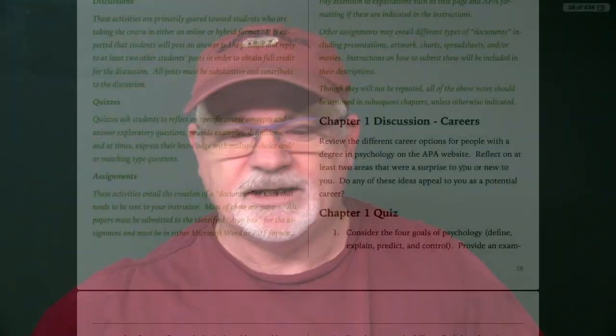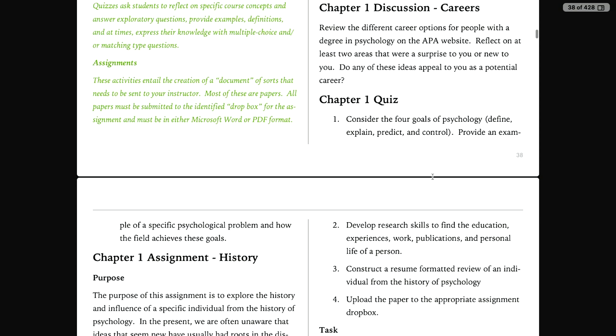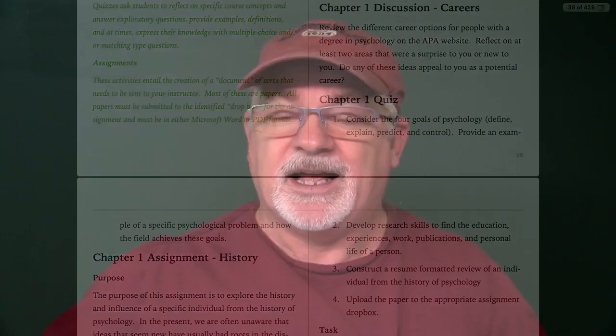And we switch back and we see here the chapter quiz. In this quiz, there's only one question. It goes, consider the 4 goals of psychology, provide an example of a specific psychological problem and how the field achieves these goals. Now, we're going to be going over this in class, specifically what I'm looking for in this particular quiz. That's a big important part of how I'm going to conduct a lecture.